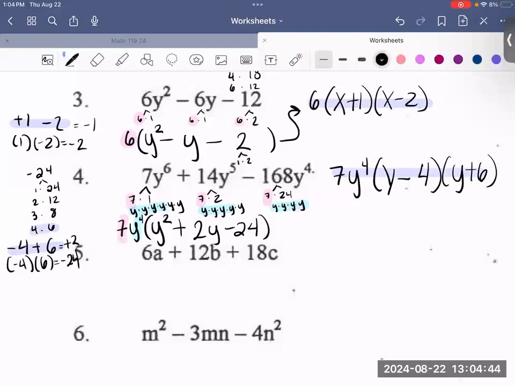I just realized that these aren't y's, these need to be y's. There you go.